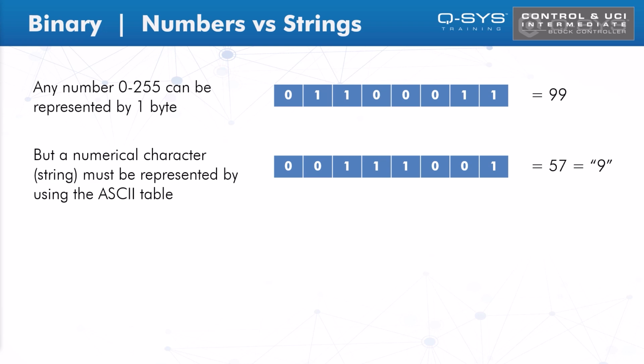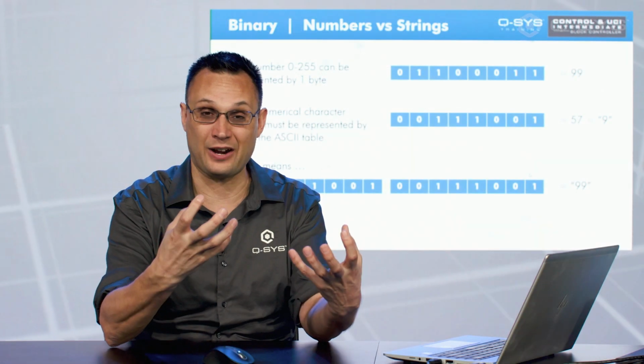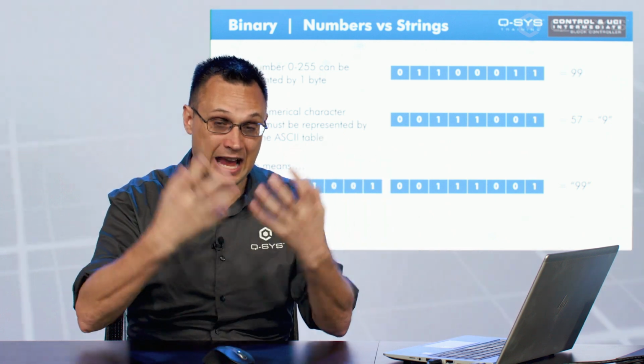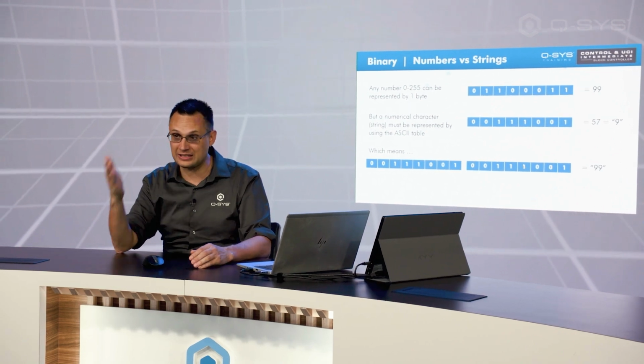So if you need the string 99, you need 2 entries of 57. You need 57 once, and 57 again. You get the character 9 out, you get the character 9 out again, you put them together, you have the characters 99. Why do you need to care about this?